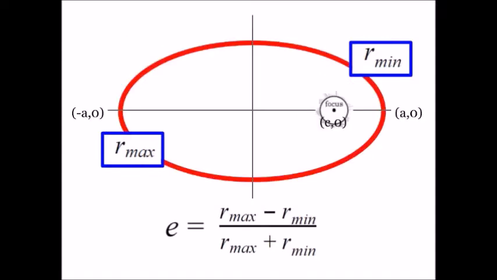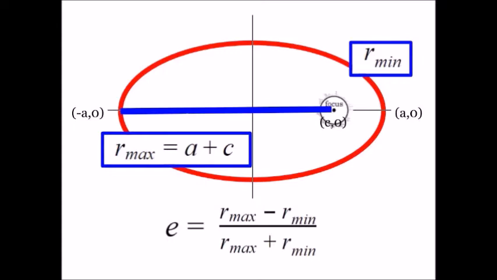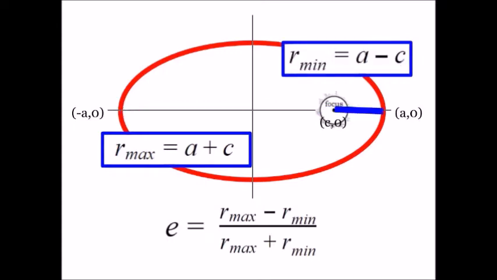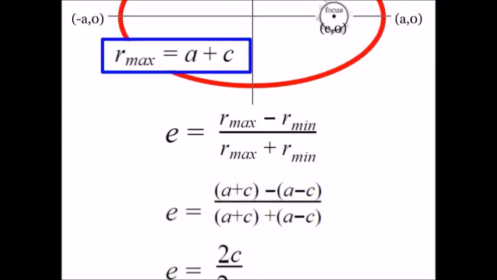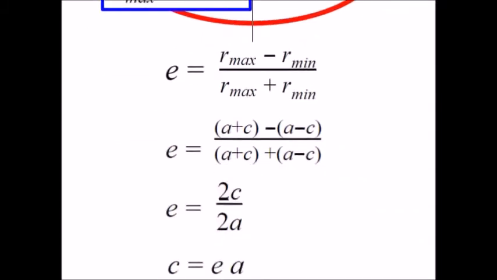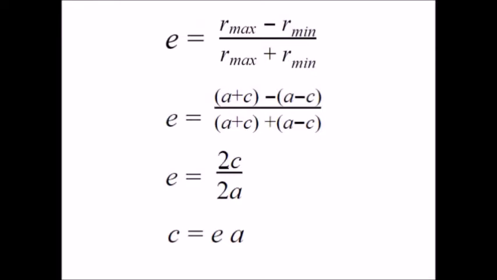Looking at some of the facts we know about ellipses, we can write out an equation for the maximum distance, that's a plus c. The minimum distance from the focus would be a minus c. This is familiar to us from that rope thing. Now all we need to do is plug these values into our eccentricity equation, and we'll show that the new eccentricity equation is the same as another eccentricity equation, so they are the same, and we are happy.